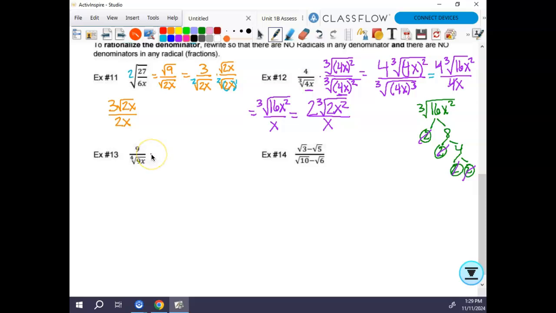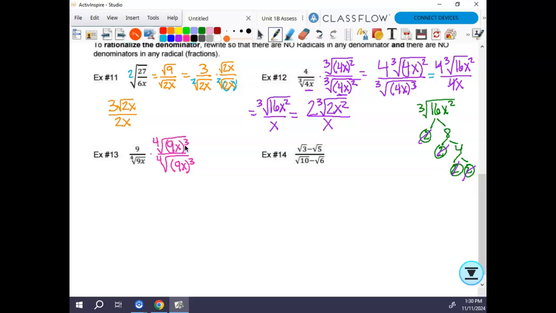So here, we're going to multiply by the 4th root of what? 9x to the what power? 3rd. It's always 1 less than the index. So this is going to be the 4th root of 9x, and don't forget your parentheses there, cubed. Okay?